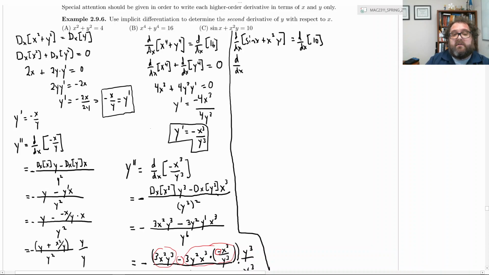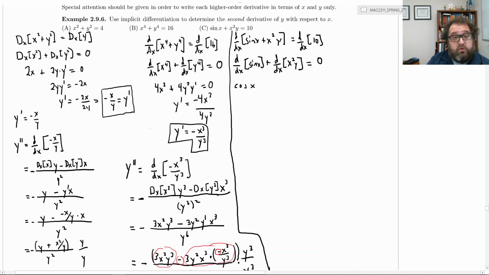So we have the derivative with respect to x of sine x plus the derivative with respect to x of x squared times y. And we can go ahead and call the right-hand side 0 since the derivative of 10 is 0. Okay. We can go ahead and take the derivative of sine. The derivative of sine x with respect to x is just cosine x. So that's cosine x. Now, notice we have x squared y, so that is a product.